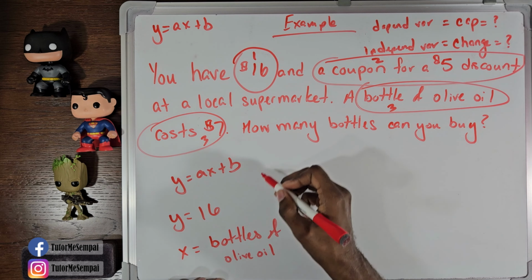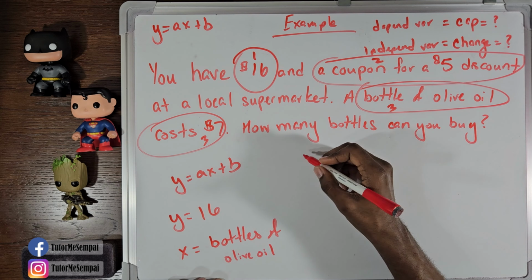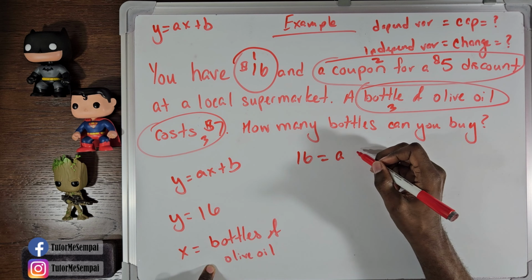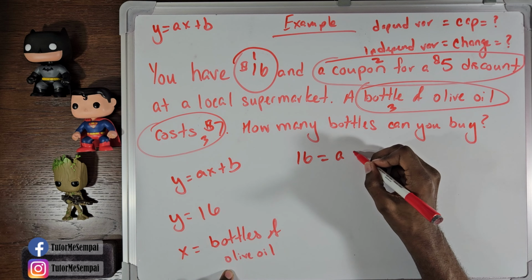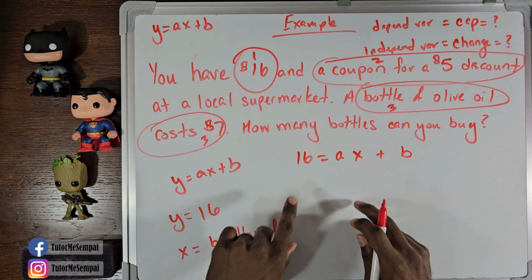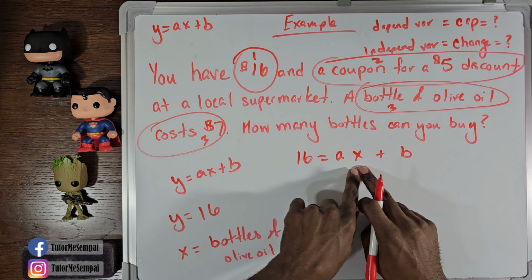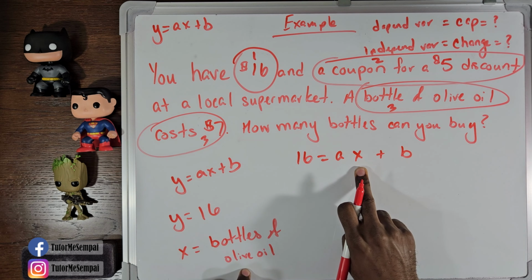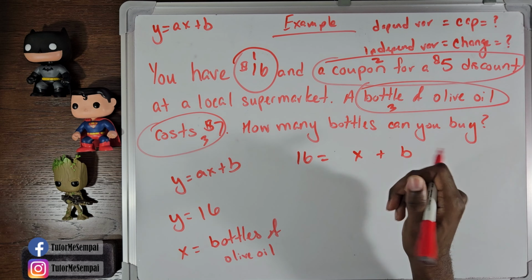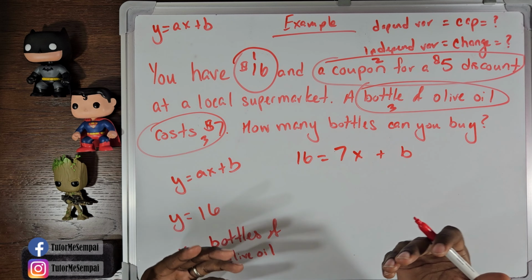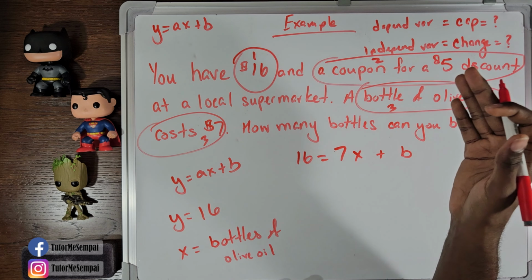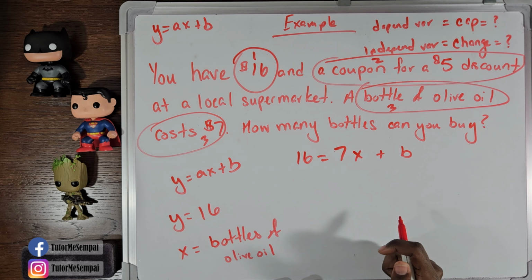However, when you're trying to put all this together, now we know that we're going to have 16 equals some A, we have our bottles of olive oil, which is going to be X, right? Plus some B. What is A? If X is going to be our bottles of olive oil, what is A? That's going to be the cost of each bottle. So we know A to be 7. This is why you don't necessarily have to worry about your A's and B's. They will fall into place naturally if you can find your dependent variable and your independent variable, or your cap and your change. Now we have this B here.